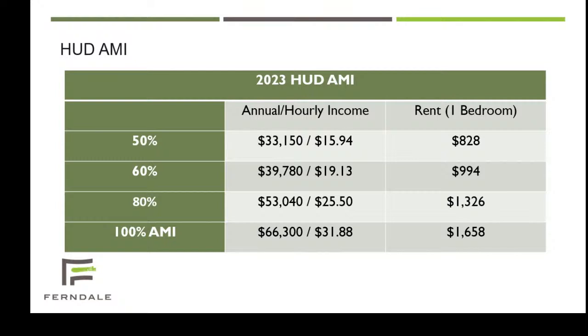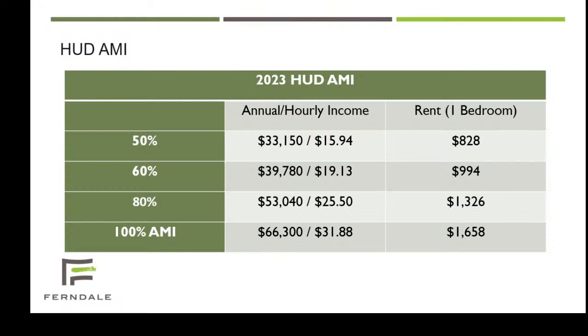Councilors asked earlier about the AMI, so I put together a table of that. What is 50%, 60%, and 80% AMI? So 50% for a one-person household is about $33,000 a year, or $15.94. 60% AMI is about $19.13 per hour on a 40-hour work week, and 80% AMI is $25.50. 100% area median income is currently about $66,000 a year. What would that equate to for rent? Well, on a one-bedroom, at 50% AMI, rent would be $828. At 60%, it would be $994, and at 80%, it would be $1,326.